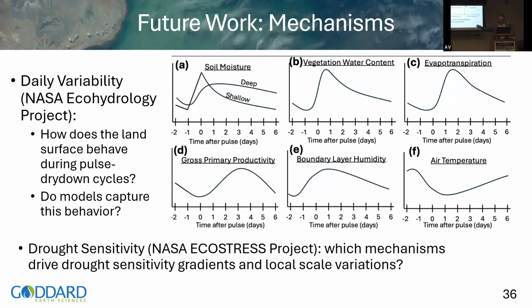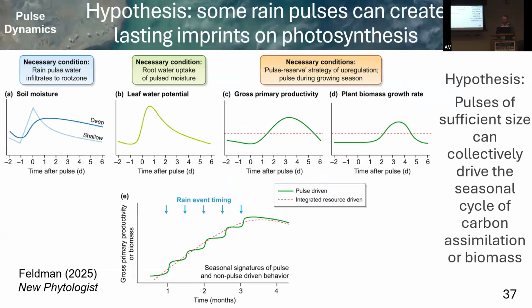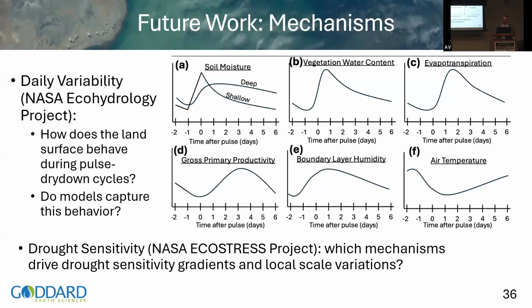And for the bottom one there, we're still working on our NASA ECOSTRESS project. We're publishing the papers, but I think taking a deep look at the mechanisms driving spatial variations in drought sensitivity is a hugely important topic. I think spatial scale is a big one there. So that's it. I'll end there.